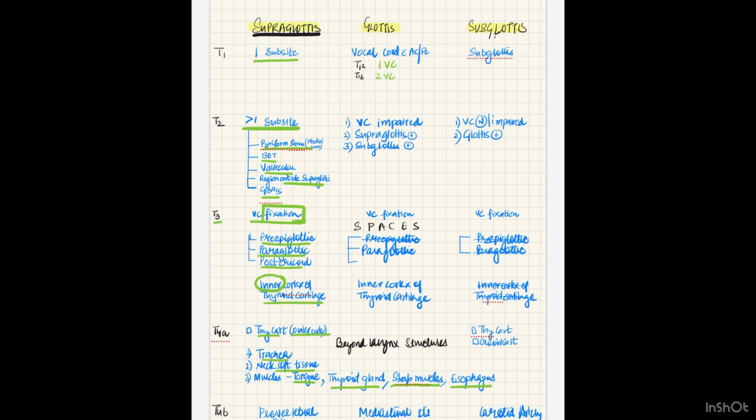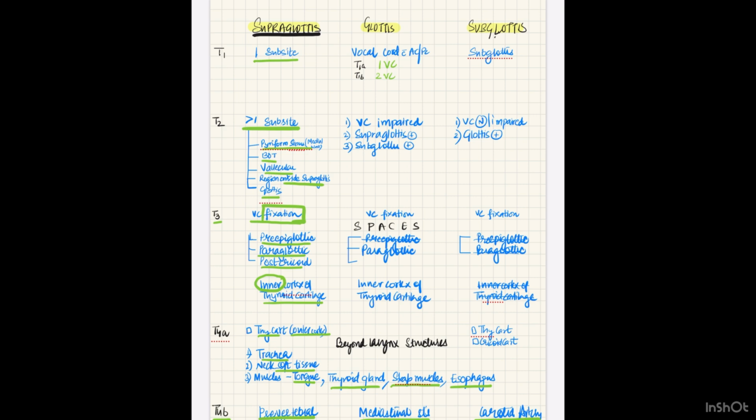Okay, and T4B. T4B is outside the larynx. We have reached the esophagus. So what is behind esophagus? We have prevertebral structures. Anteriorly, what do we have? We have mediastinal structures, and then carotid artery encasement. So that will be your T4B. Only three things you have to remember: posteriorly prevertebral structures, anteriorly mediastinal structures, and carotid artery encasement.